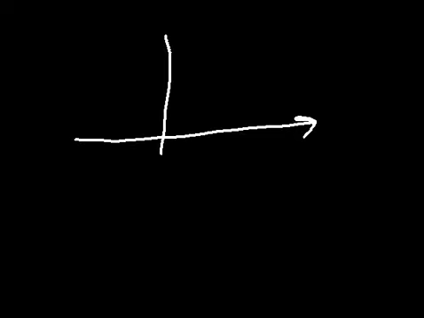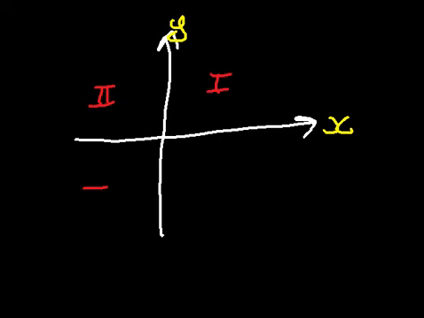So how are the vector components as well as the quadrants in a two-dimensional coordinate system related? For instance, let's say we have a two-dimensional coordinate system. Let's say this is the case. So you understand this is the x-axis and this is the y-axis. And this is the first quadrant, this is the second quadrant, this is the third quadrant, and this is the fourth quadrant.